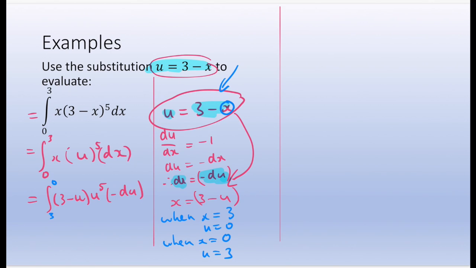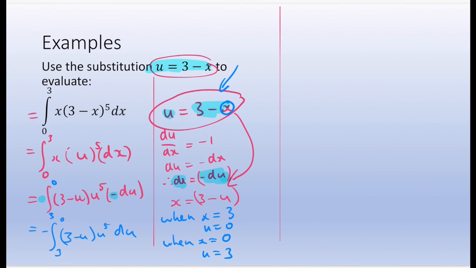Now we're almost set to go. What I'm going to do is I'm going to move that negative to the front, because I can move any constant to the front. So let's move it to the front. And now we're really ready to get moving. So now we can just integrate with respect to u, and we can forget our life with the x's, because this is going to work out fine.